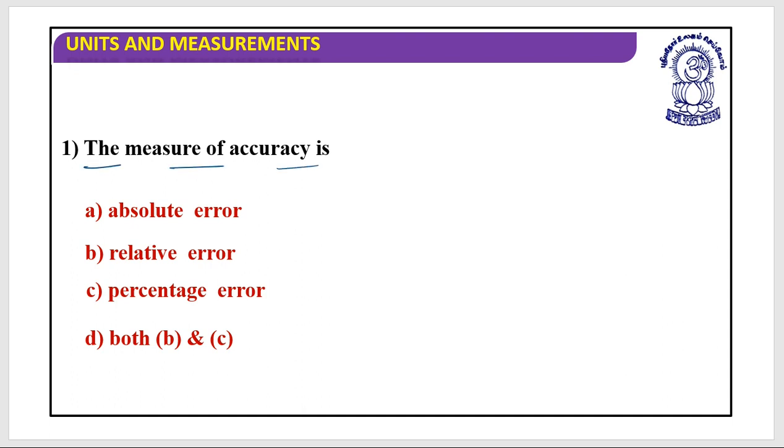Tell me the measure of accuracy. The measure of accuracy, what will it be? Whether it will be an absolute error, a relative error, or a percentage error. Yes, if you remember the previous slide, it is a relative error and percentage error. So this should be the correct answer. Answer should be D. It's both B and C.